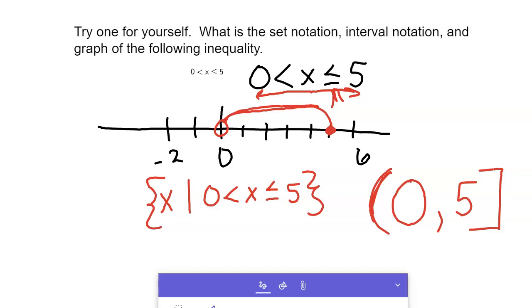So I hope this helps for those things: intervals, set notation, interval notation, inequalities, and graphs.